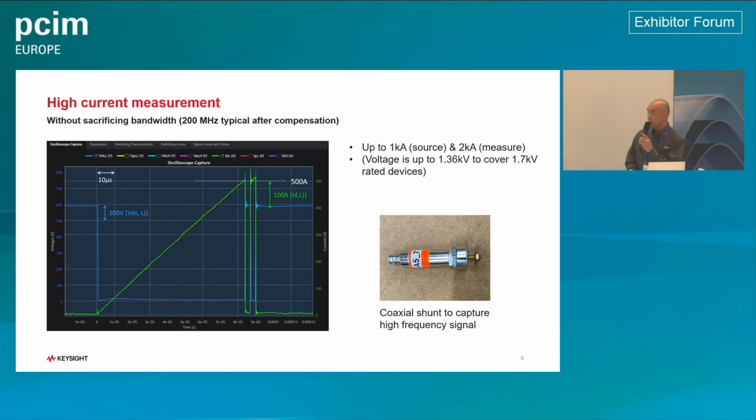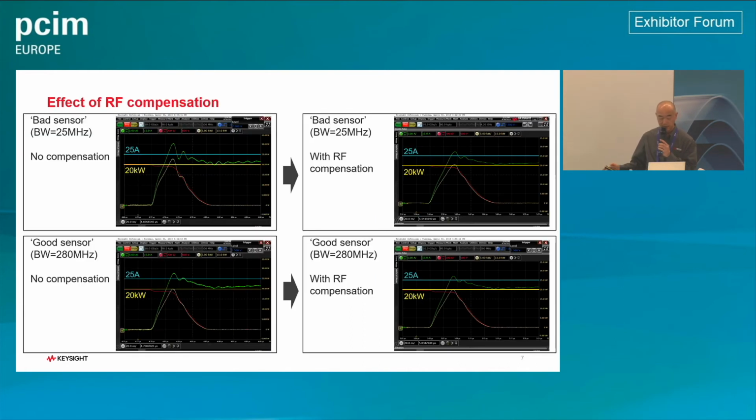And in the graph, you see the current going up more than 400 amps. And the system can go up to 1,000 amps. And the measurement-wise, it can go up to 2,000 amps. Should have the sufficient current capacity for the most of the power module. And so we decided to use the coaxial shunt for current sensing.